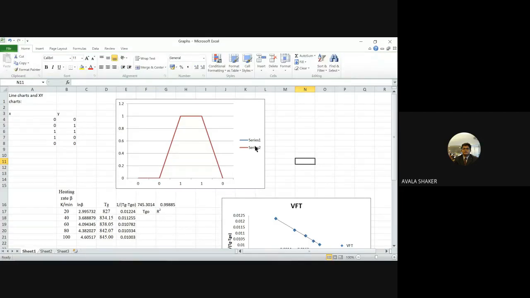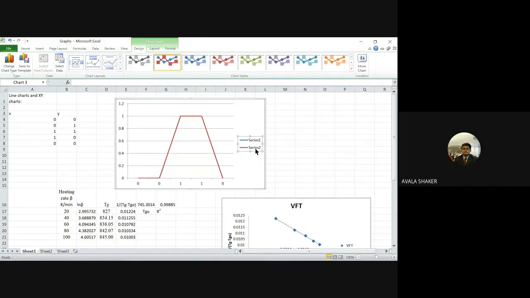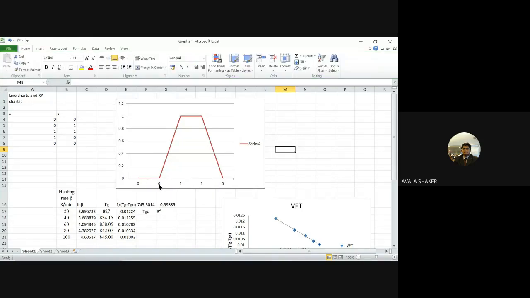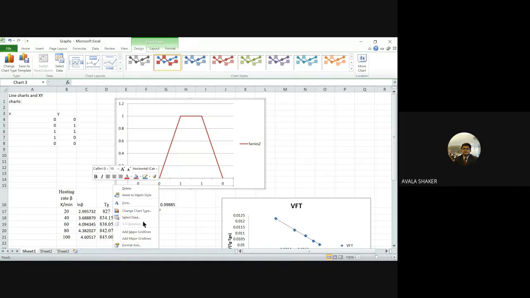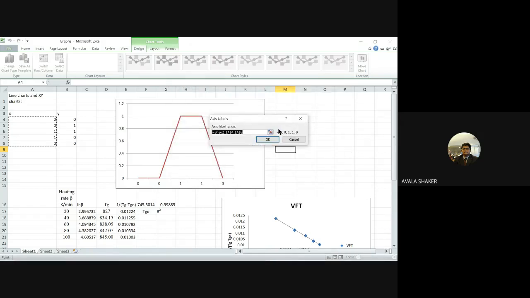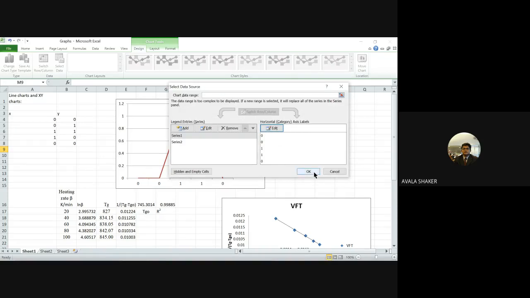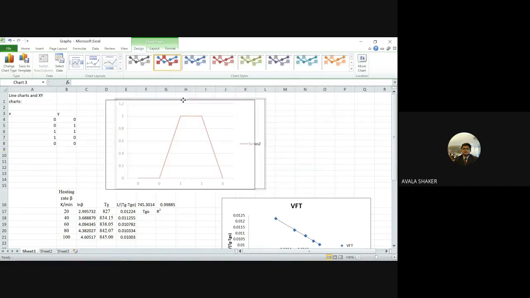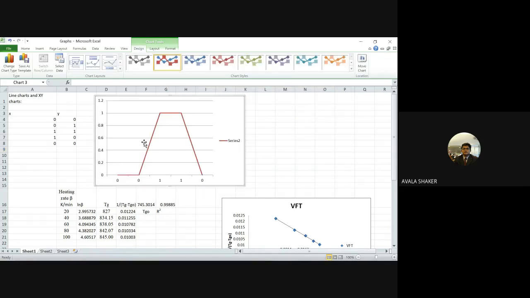Okay, so this is what I have. What happened here was it was taking by default, as we said, the horizontal x-axis as 1, 2, 3, 5. So we edited this and gave the x value range to it. And this is how an XY line graph would look.